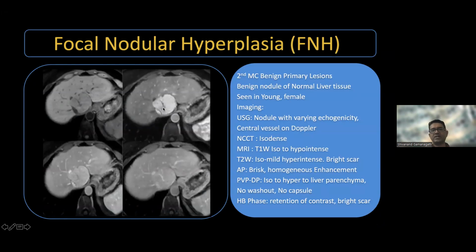It has a central scar. If you see here, there is a central scar which tends to enhance in the delayed phase. Because of functioning hepatocytes, if you do a 1 hour image, this scar and the lesion will take up the contrast. And the central scar, the only lesion which shows scar enhancement, is nothing but the FNH.